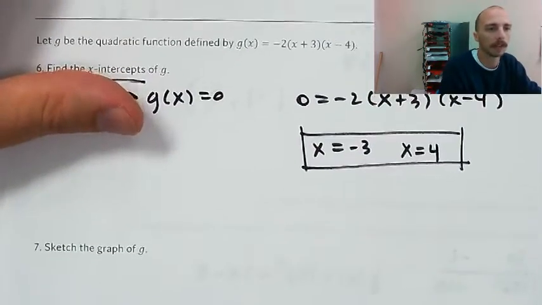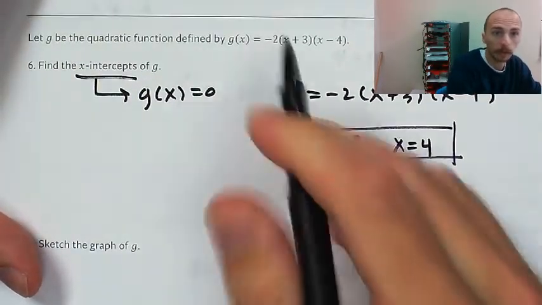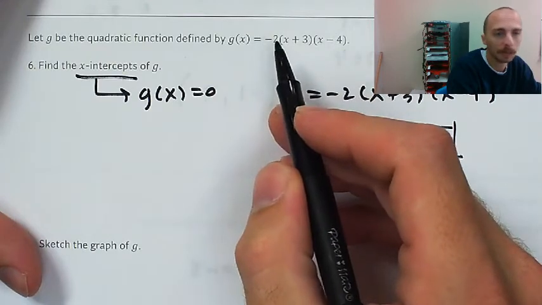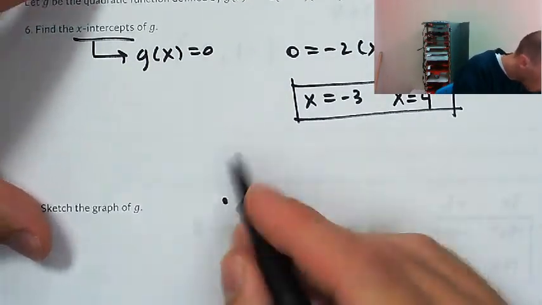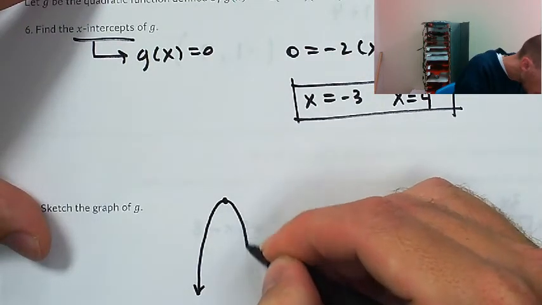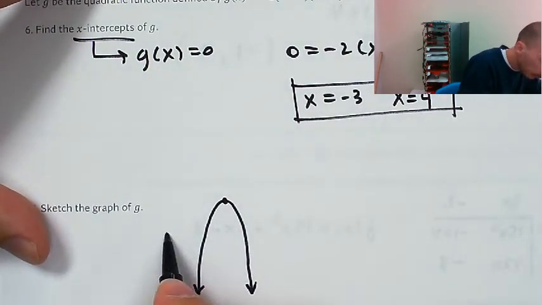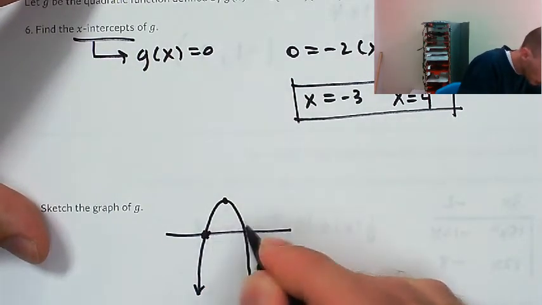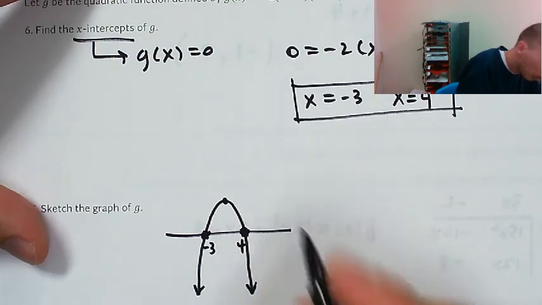And then the last thing is just sketch the graph of g. Well, I've got some x-intercepts. I know it's going to open down because of the negative, and it's going to be kind of narrow because of the 2. So I'm going to draw a little vertex here, draw kind of a narrow parabola, and then I saw that I've got 2 x-intercepts, so I might put them right here and there. This would be x equals negative 3, and that would be x equals 4.